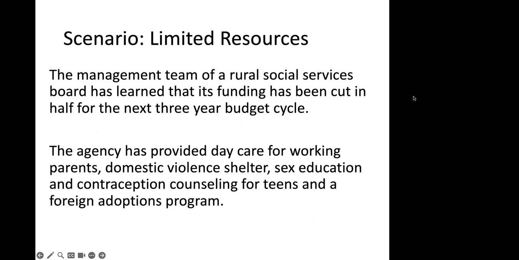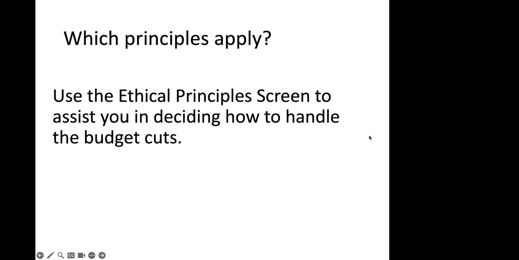We've done a few play ones. Now we've got a proper one. The management team of a rural social services board has learned that its funding has been cut in half for the next 3-year budget cycle. So you're part of this board. The agency has provided daycare for working parents, domestic violence shelters, sex education and contraception counseling for teens, and a foreign adoptions program. So these are the services that the center is providing.